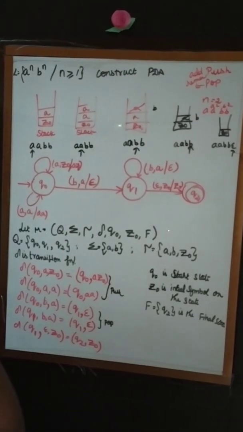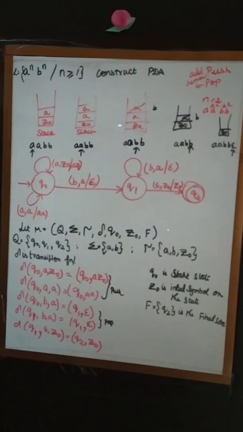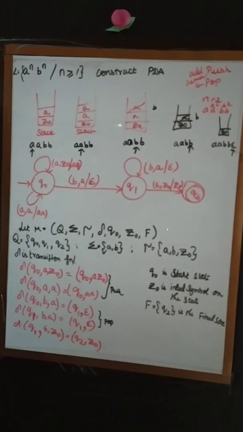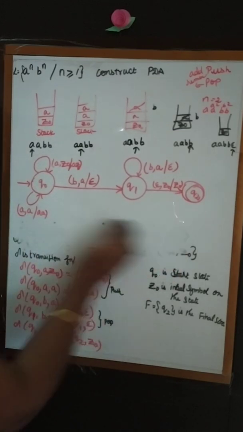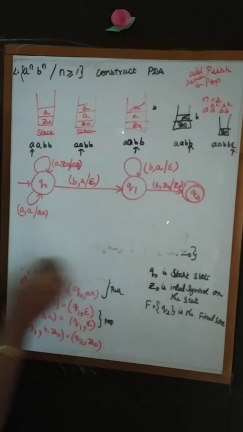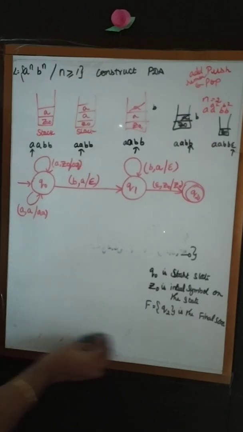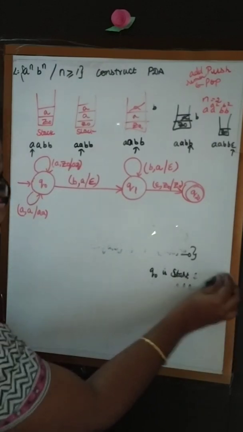Okay, one more thing I want to tell. Here, this PDA can reach the final state by two ways. One, by accepting the final state and going to the final state. Another way is to empty the stack.